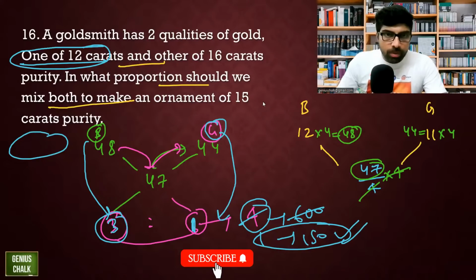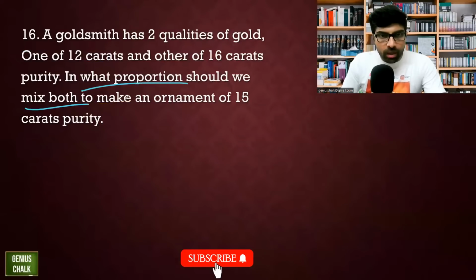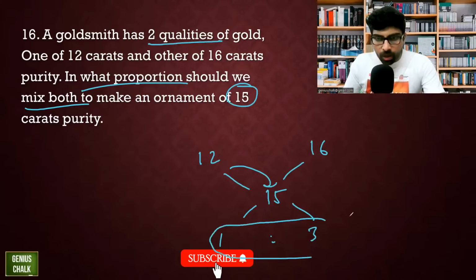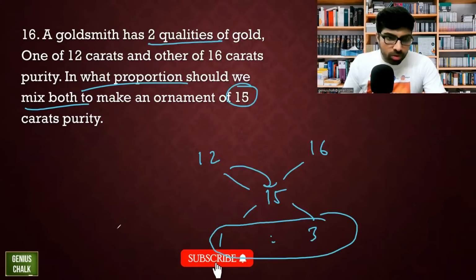Next one. A goldsmith has 2 qualities of gold, one of 12 carats, another of 16 carats purity. In what proportion should they be mixed to make an ornament of 15 carats? This is very straightforward, two qualities of gold. First is 12 carat, another is 16 carat. Overall we need 15. So let's apply alligation. 15 minus 12, it is 3. So my overall answer has to be 1:3.